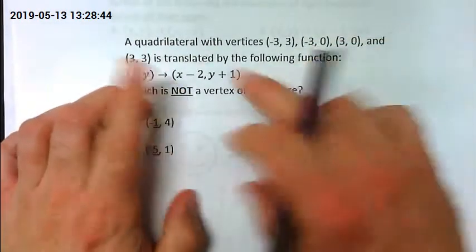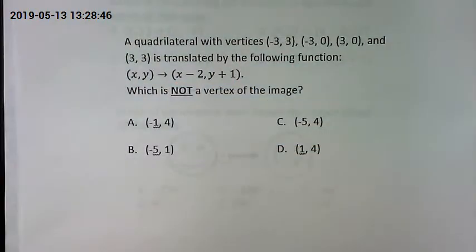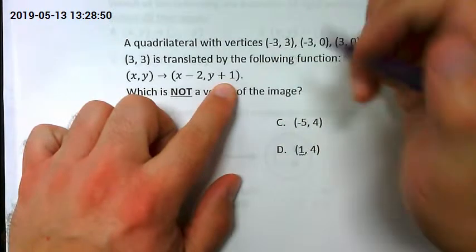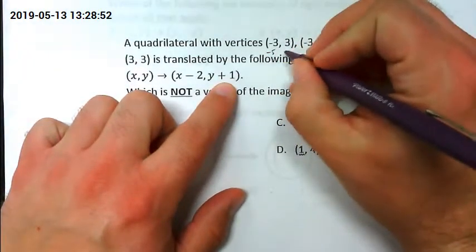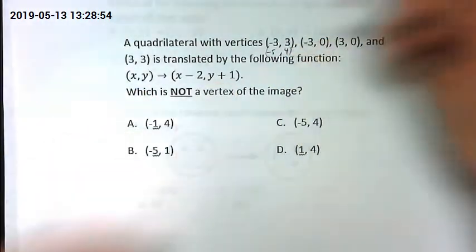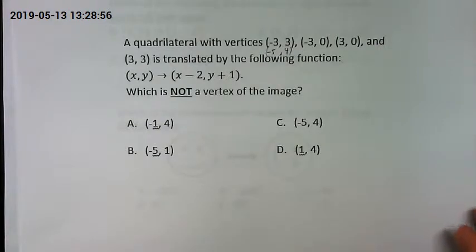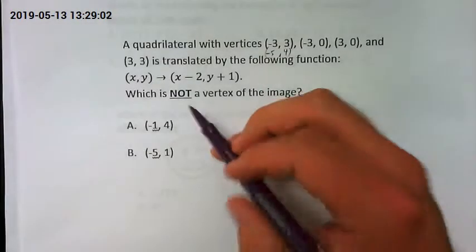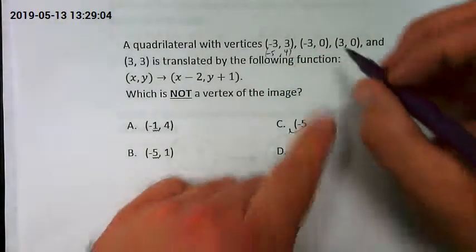So on here, we have 4 points. All 4 of these points need to be translated by this vector. So minus 2 and plus 1. So subtract 2, that's negative 5. Add 1, that's 4. 5, 4. Is that down there? Yes, it's down there. And it's a correct answer. So again, we're not going to select it as the answer because we want the one that does not work.